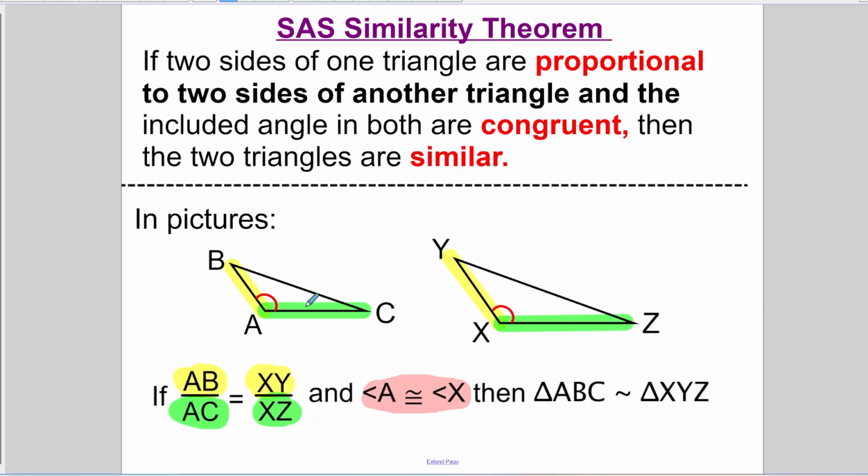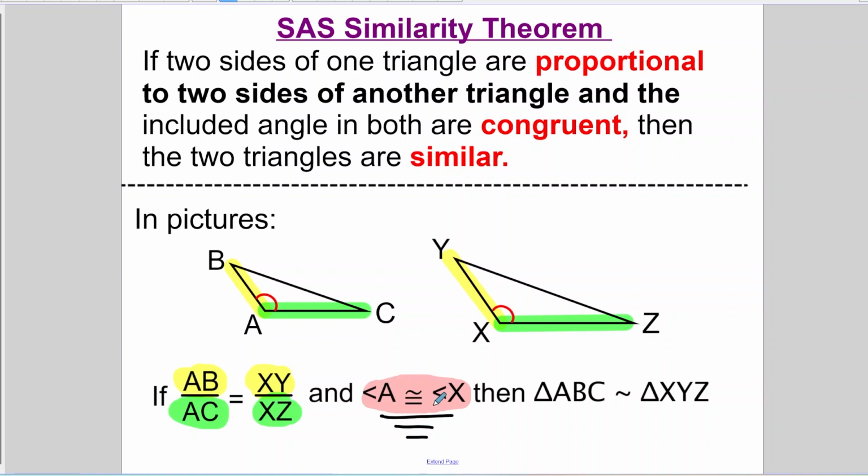So this is the picture version of the theorem, and with the equations to match with it. So here, all we have to do to use this theorem is show that the ratio of two sides in one triangle is equal to the ratio of two sides in another triangle. But we also have to show this step here, that the angle between the two pairs of sides are the same in both triangles. Okay, this detail here is very, very important.